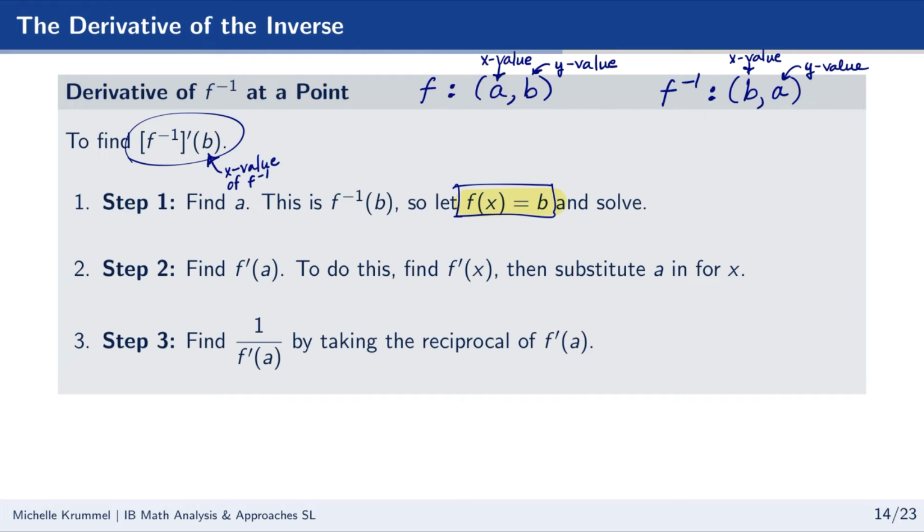So first step, you let f of x equal the b value and solve. You take that solution and substitute it into f prime of x. That would be step 2. You're going to substitute that into f prime. And then finally, you take the reciprocal. That would be the final step to get your answer.